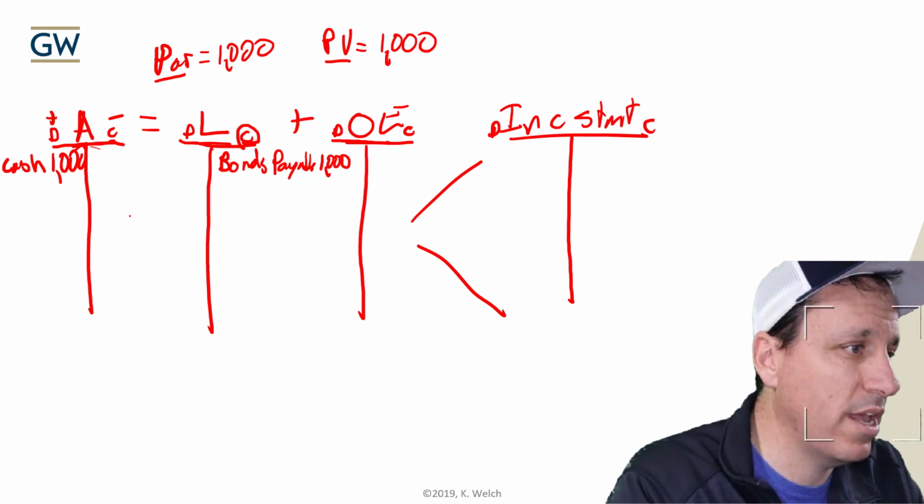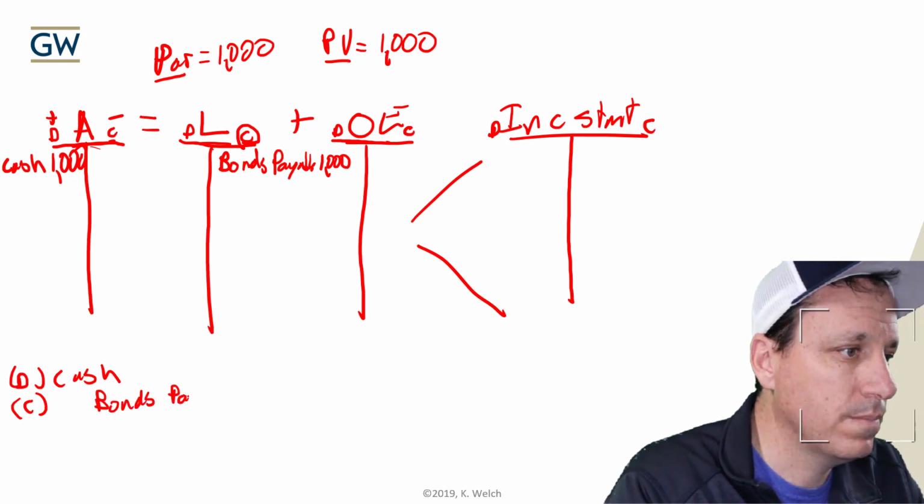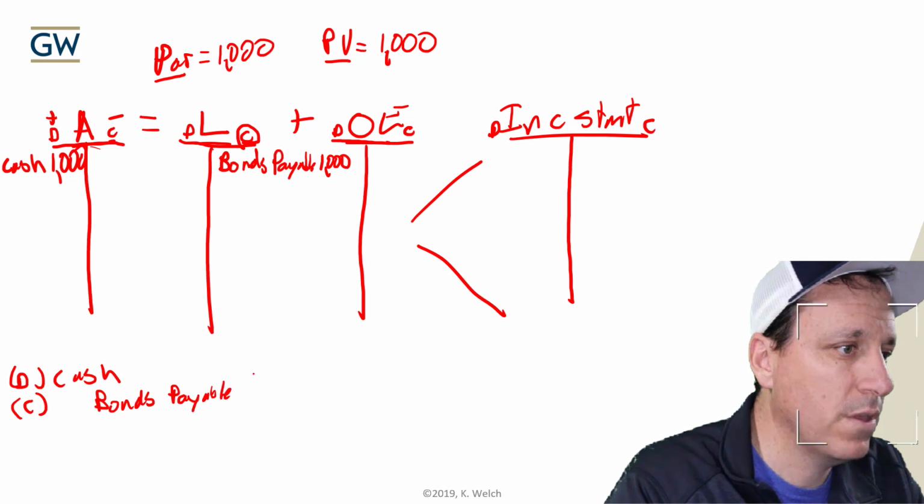So what does that look like in the standard journal entry format? Well, the standard journal entry format would have a debit, cash, and then a credit, bonds payable for 1,000.